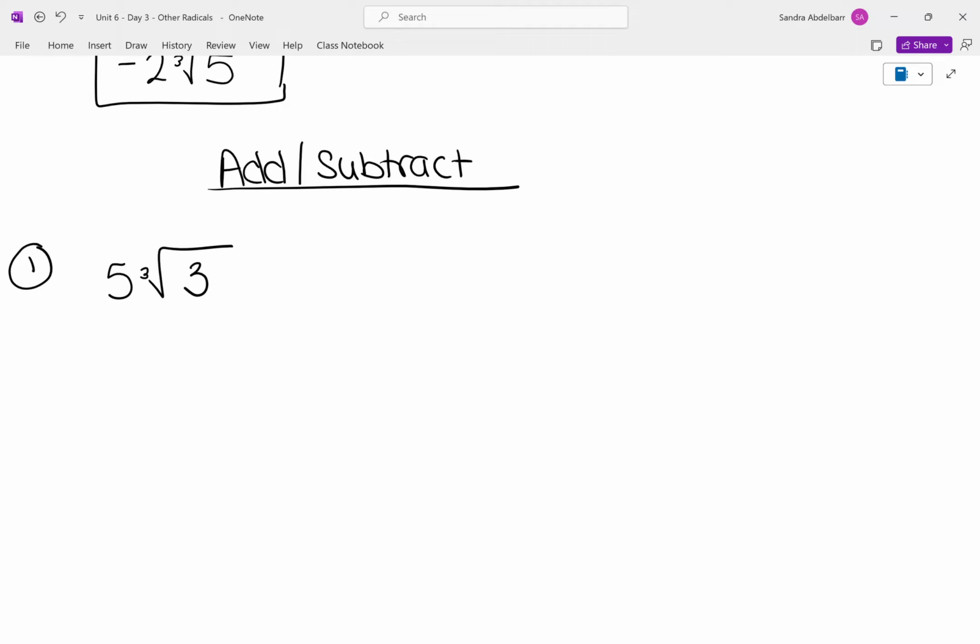Now, in order to add and subtract, not only do you need the same radicand, but you also need the same index. If the index is different, you cannot add or subtract them. Oh, sorry, this should be a minus. Minus cubed root of 81. So looking, do all three of these terms have the same index? Yes. Do they have the same radicand? No, but what can I do?